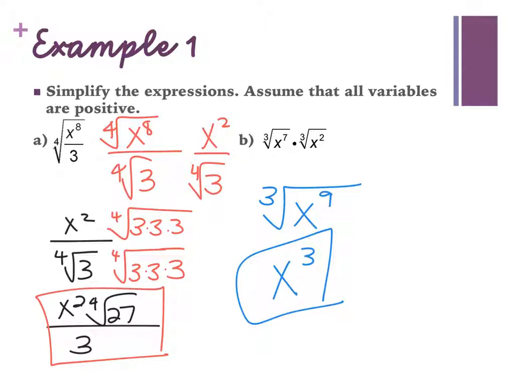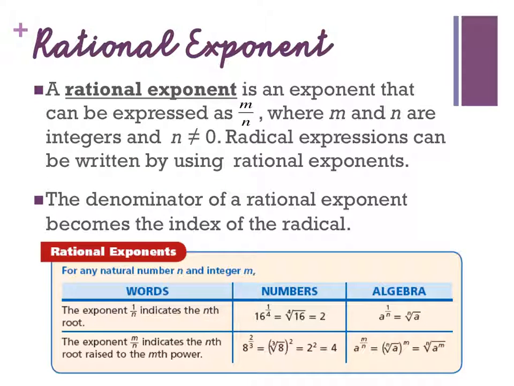Questions on those? All right, a rational exponent is an exponent that can be expressed as a ratio. So a number in the top, number at the bottom. So these rational exponents are going to be exponents that are fractions. Okay? It says m and n have to be integers, and they can't be 0. Okay, you're not going to be raising anything to a 0 power.